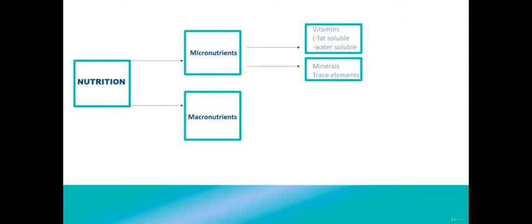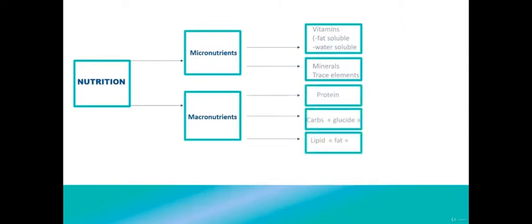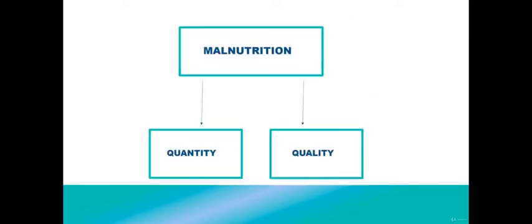When it comes to macronutrients, we talk about protein, carbs or glucide, and lipid or fat. We can unfortunately fall into the negative side of nutrition, which is malnutrition. We talk about quantity in case of insufficient or excessive consumption. When it comes to quality, we talk about, for example, industrial products and acids.